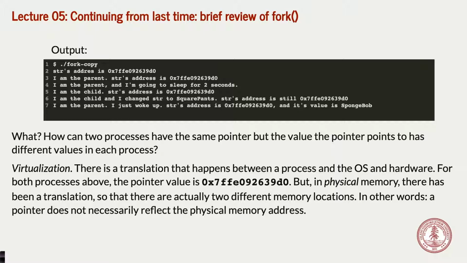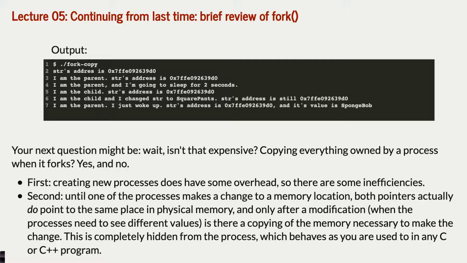Your question might have been, wait a minute. Isn't this expensive? If I've mallocked something in a process, or I have something giant on the stack, let's say I malloc a gigabyte of memory, and you're telling me that when I do a fork and get a new copy of a process, the operating system is going to go, oh boy, I got to copy a gigabyte of memory into some other location. You might be saying to yourself, that seems a little crazy. And it is. It doesn't do that, as it turns out.